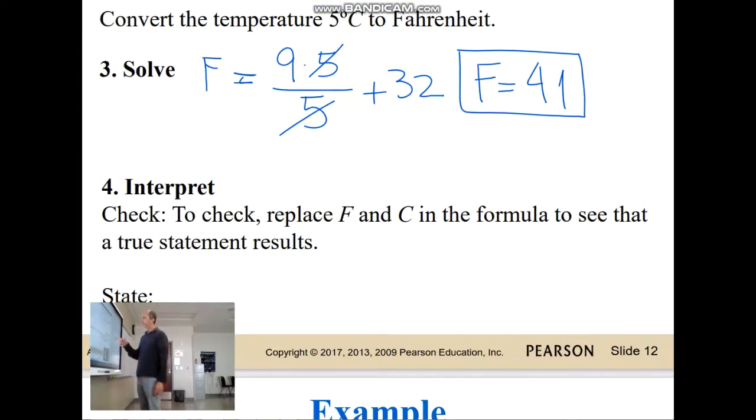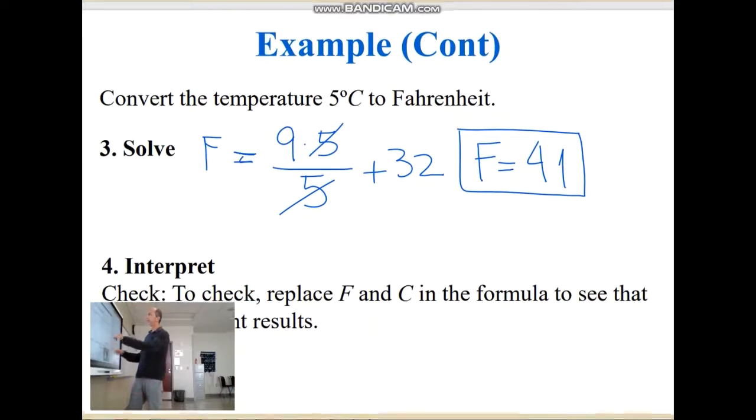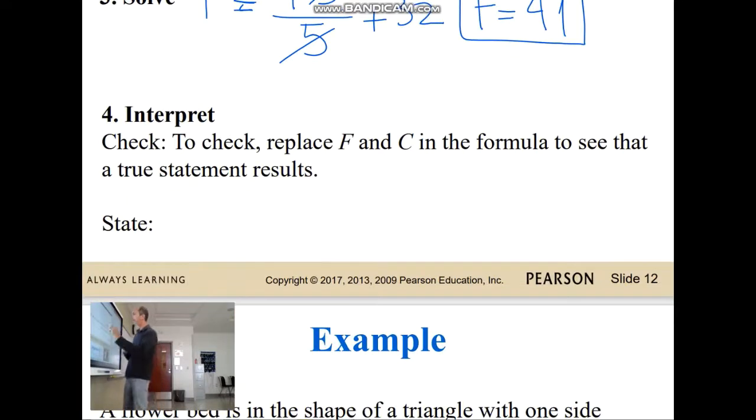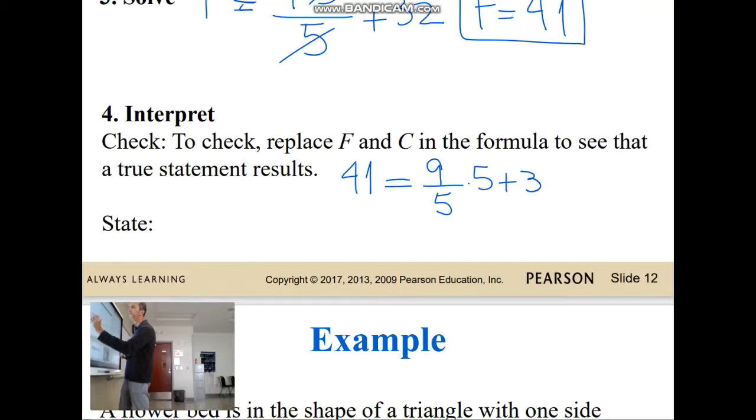Step number 4, interpret the results, check if the answer is correct. You can plug in the numbers, the temperature in Celsius 5 and the temperature in Fahrenheit, into the formula. That means 41 Fahrenheit equals 9 over 5 times 5 plus 32. Check. This is just to be sure that you have the right answer. Check if you have a true statement, and this is going to be yes. You're going to find out that 41 equals 41, true statement.